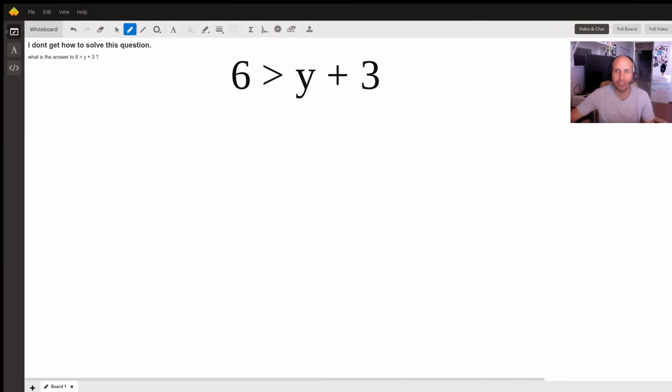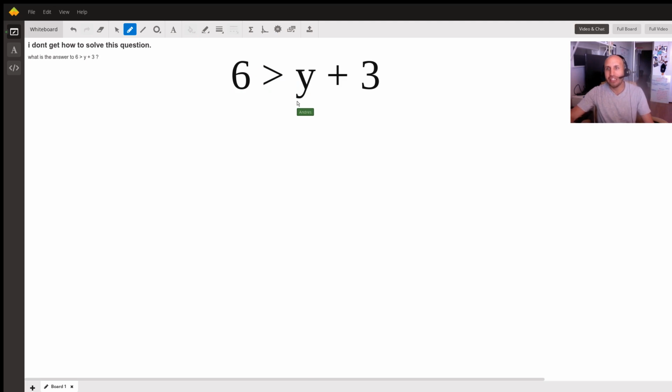Quick inequality here. Just want to go over it. Very simple. So first thing I always tell my students is understand what they're asking you to do, okay? And understand the actual equation. So this means that 6 is going to be greater than some number y plus 3. So when you rephrase that, you're looking for a number y, that's what that y represents, right? Which is an unknown number that when you add 3 to it, it's going to give you a number greater than 6.